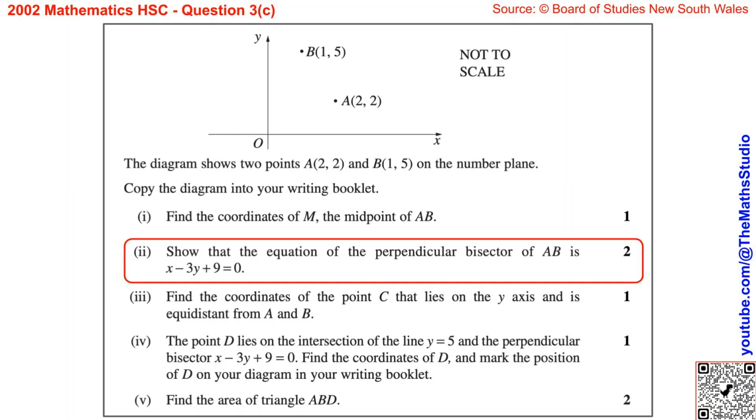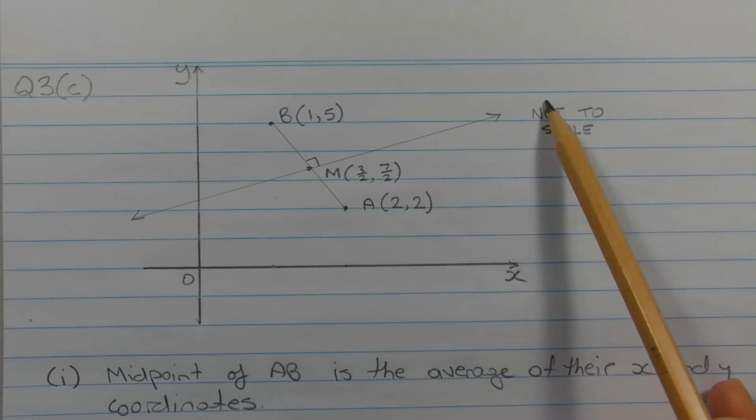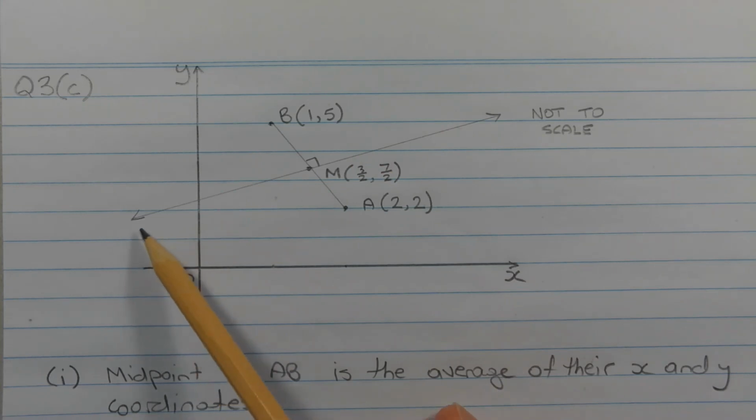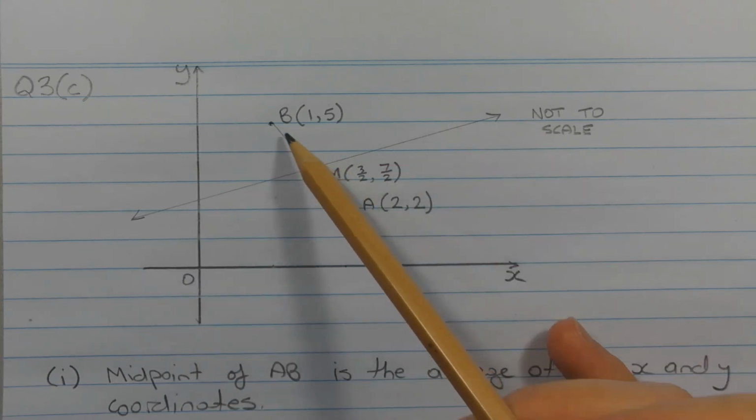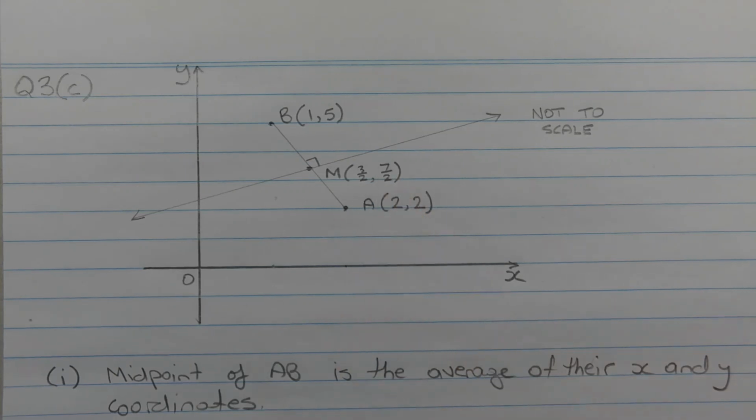Part 2. Show that the equation of the perpendicular bisector of AB is x minus 3y plus 9 equals 0. The perpendicular bisector of an interval is a line that passes through the midpoint of that interval at right angles. In this case, the question is asking for the equation of the perpendicular bisector that passes through interval AB. So the perpendicular bisector will be 90 degrees to interval AB, at the same time passing through point M, which is the midpoint of AB, which has coordinates (3 over 2, 7 over 2).